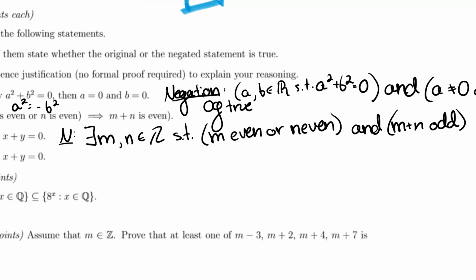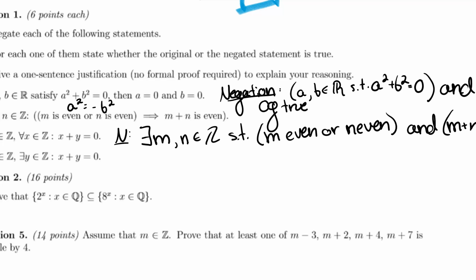Well, yes, there does, because all it needs to be is an or. So if m is even and n is odd, so like m equals 2 and n equals 1, let's say, m plus n equals 3, odd. Alright, so there does exist one. So this one is true.